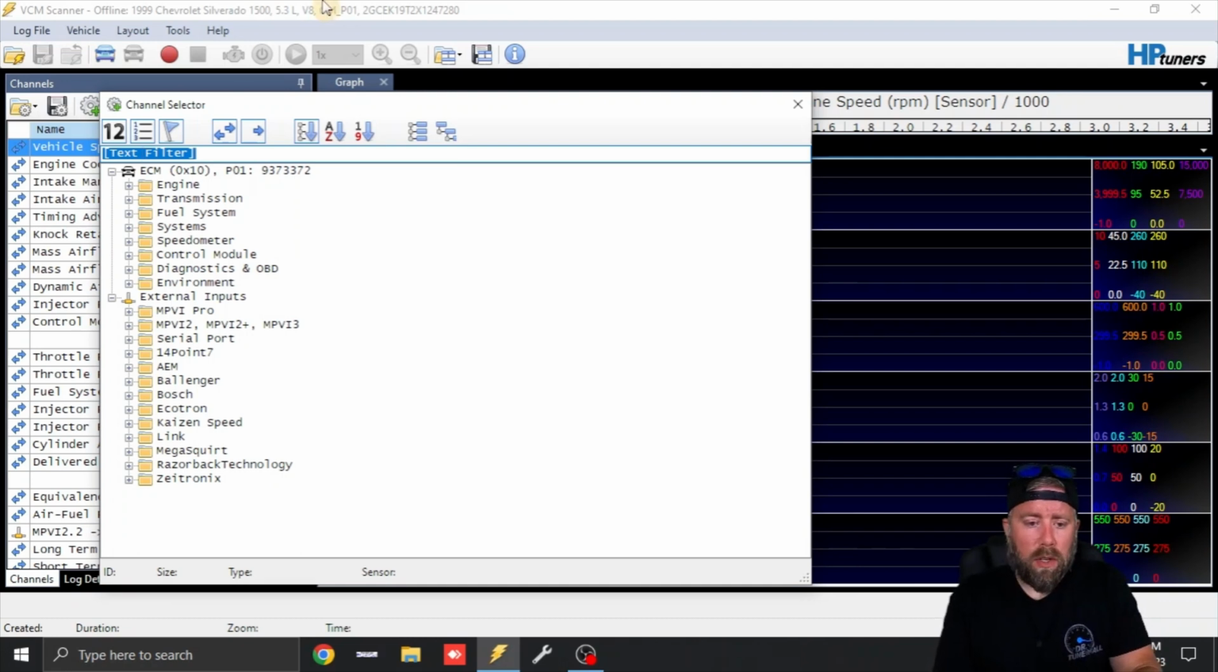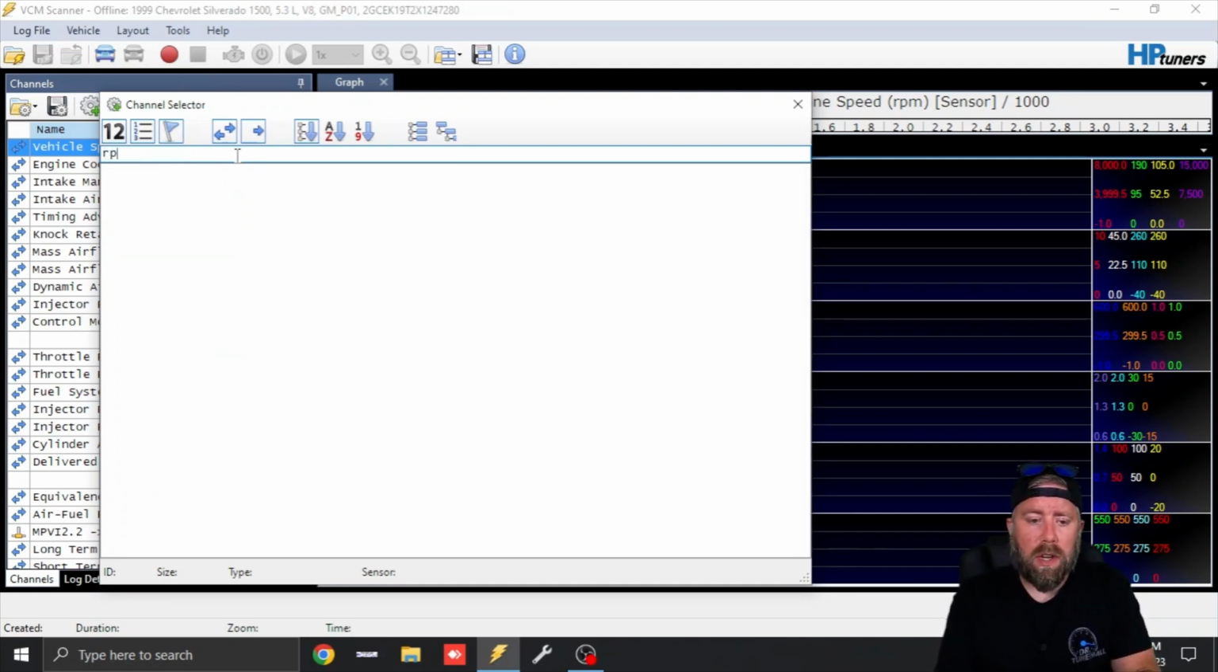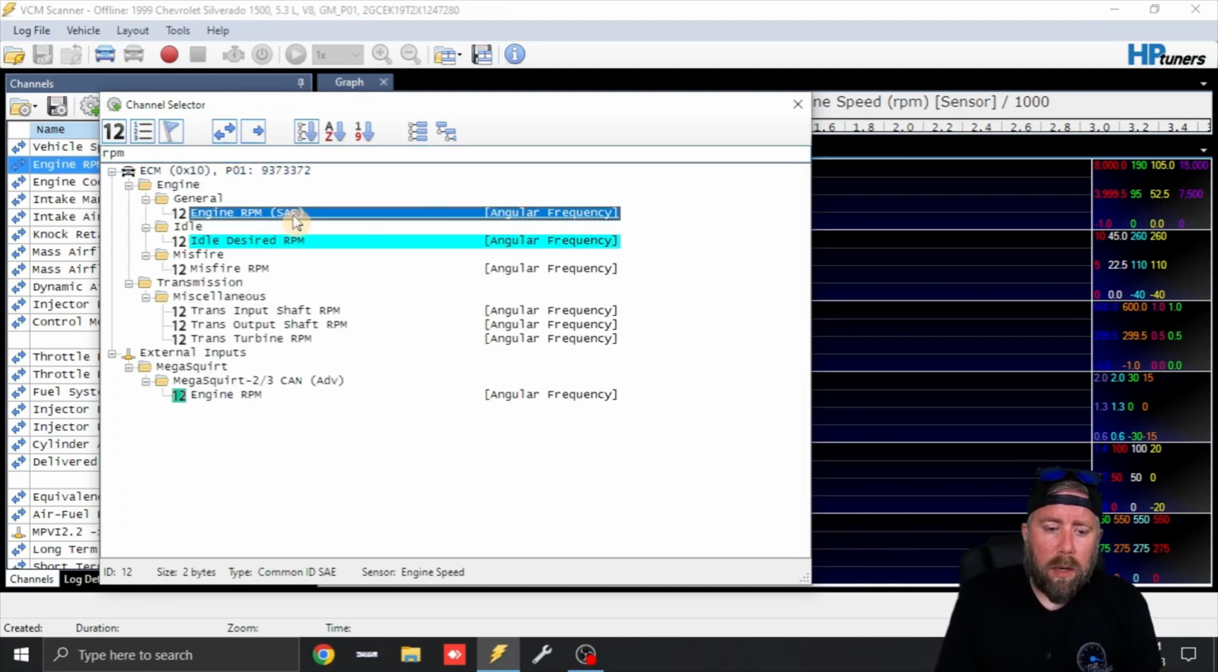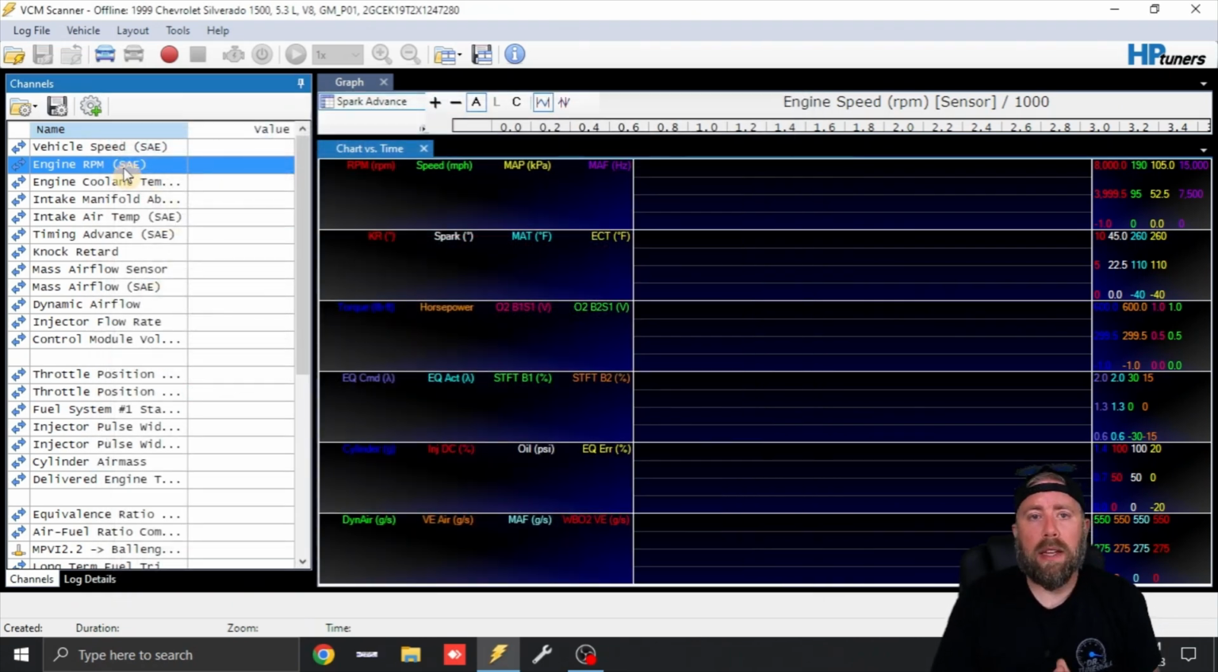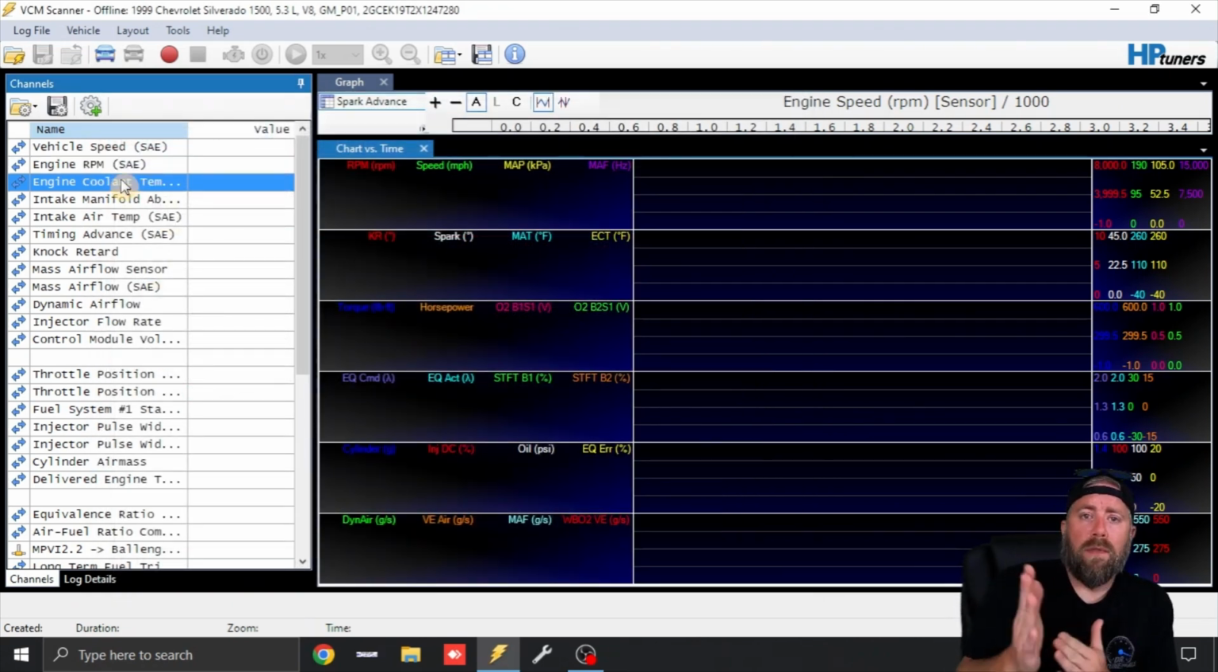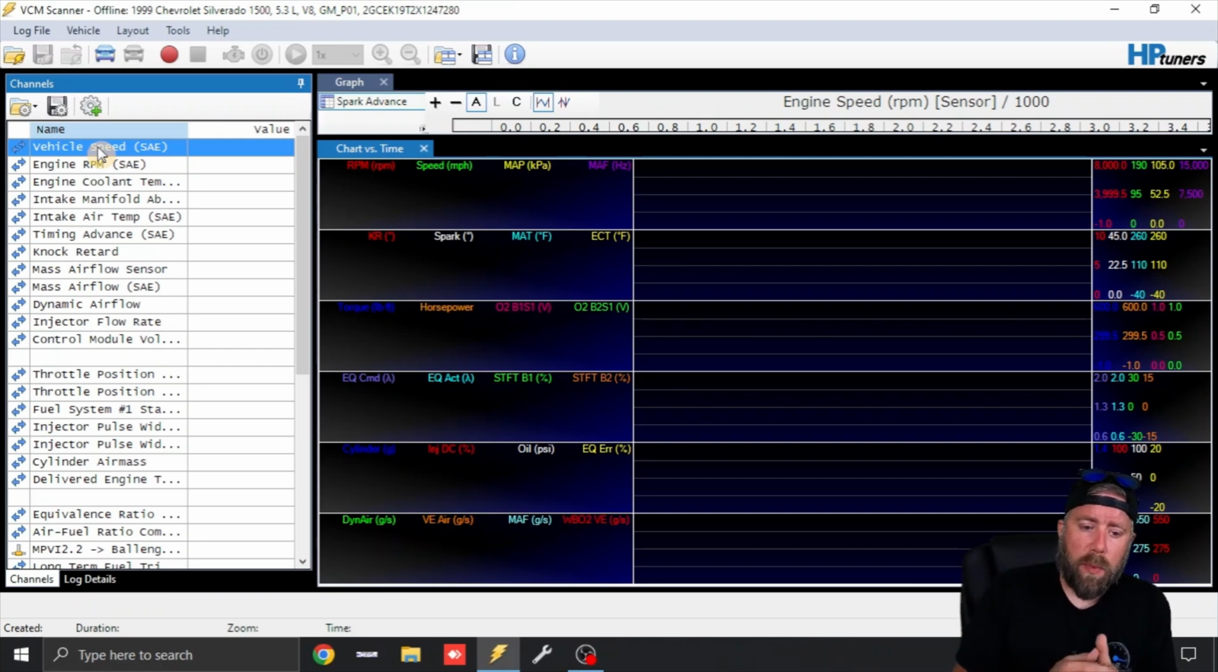And you're going to go up to the top. You can see where it says text filter. You can just type in RPM and double click it, and it has now been added back into the channels list. So for my channels list, we're going to do vehicle speed.